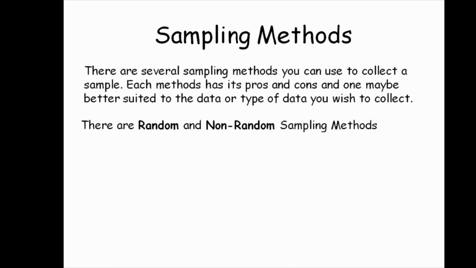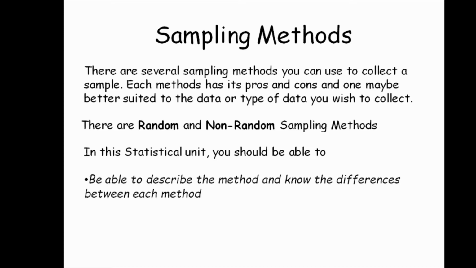So there are random and non-random sampling methods. In the statistical unit, you should be able to describe a method and know the differences between each method. So understanding the difference between random methods and non-random methods and the differences between each of those subgroups. You also need to be able to recall a method's advantage and disadvantage.